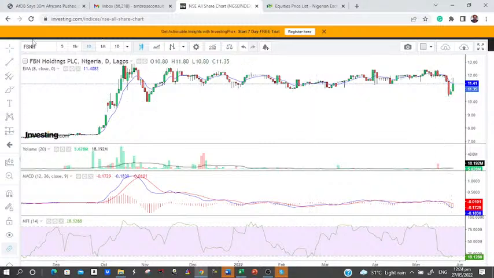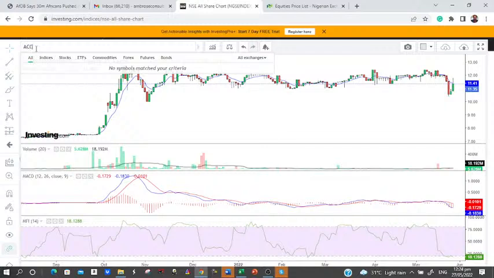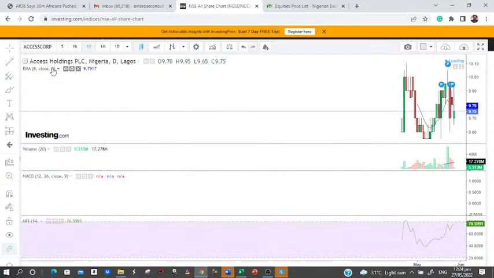Let's quickly look at Access Corp, Access Holding, and what is happening there at this hour. For Access, as we speak, on the day chart, it is trading below the T line. You can see where the green line is. Yet it went up, but it's still down here. You can see it went up green, but still below. That's not really for me.